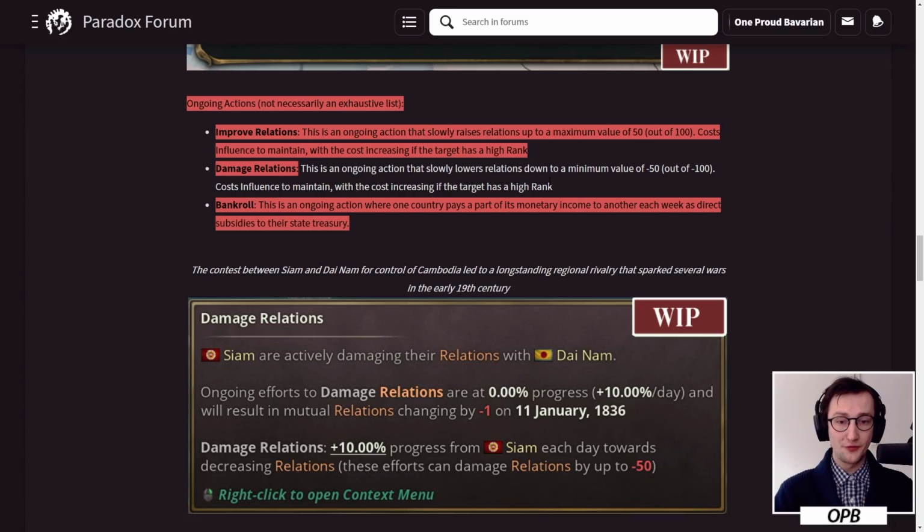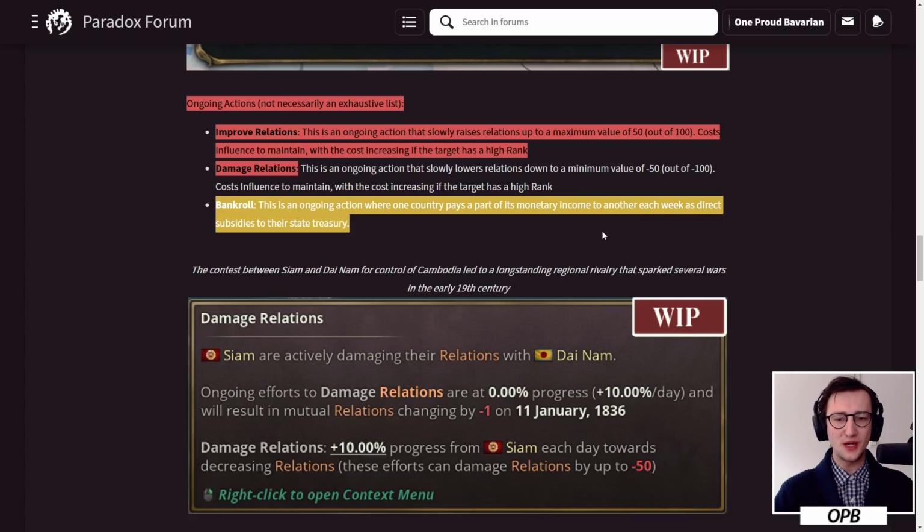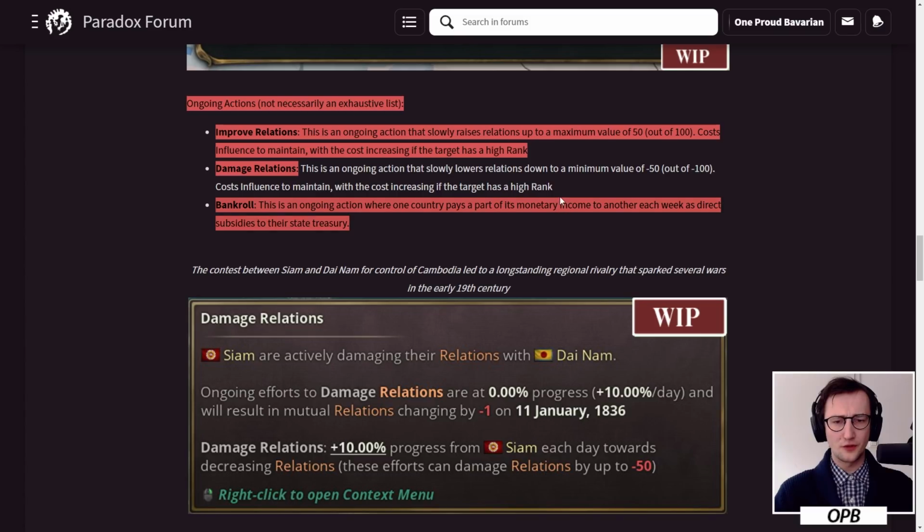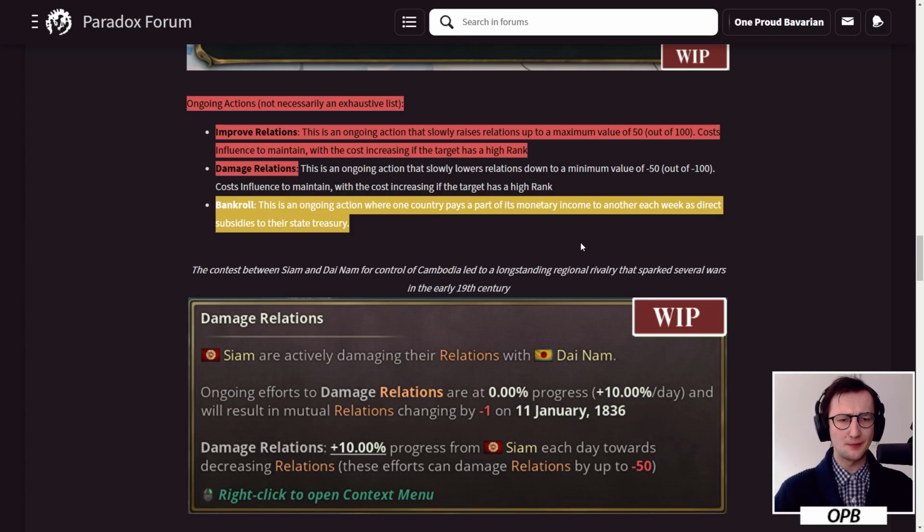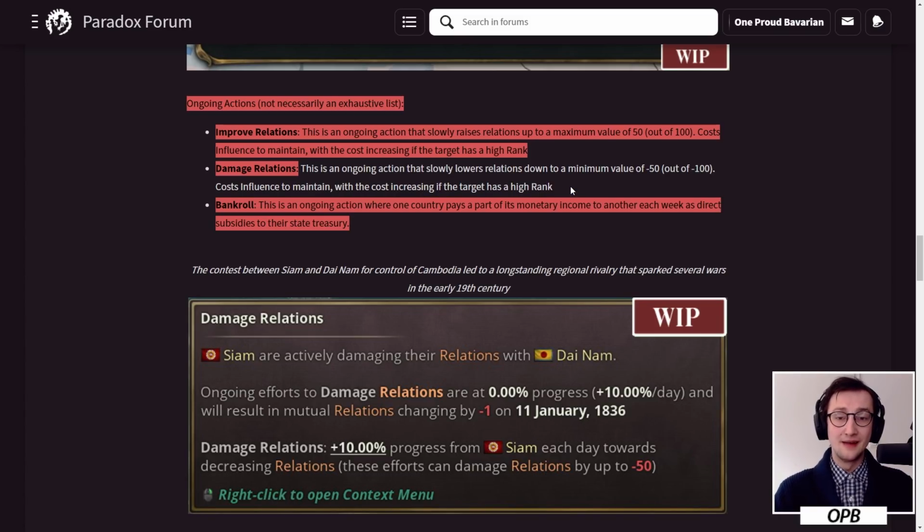Then we have bankroll. This is an ongoing action where one country pays a part of its monetary income to another each week as direct subsidies to their state treasury. This is, for grand strategy games, I think a very well-known mechanic. I personally like it a lot, though, because now it actually costs influence. You may want to do this, but you're looking at a situation where you could be spending this influence and not just the money on a different country.